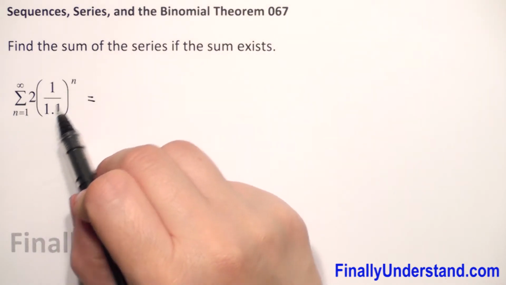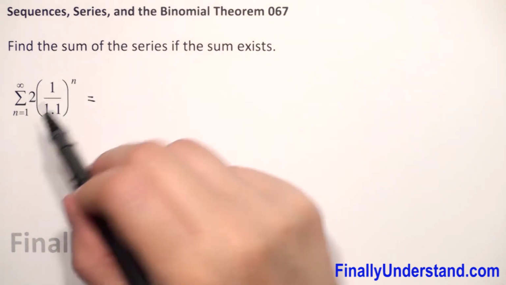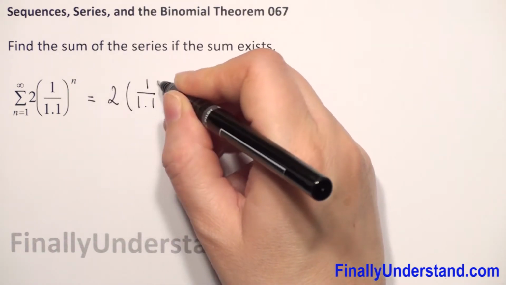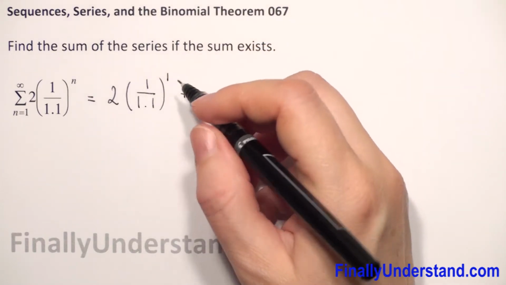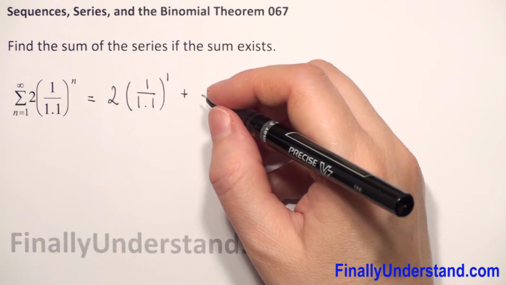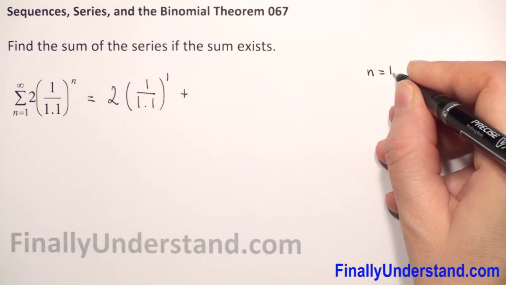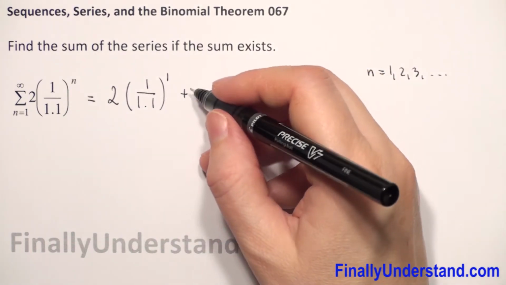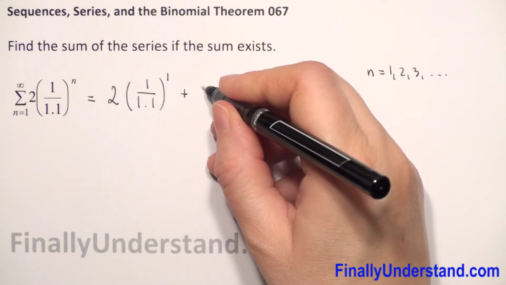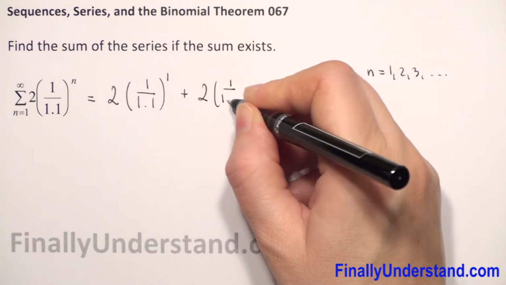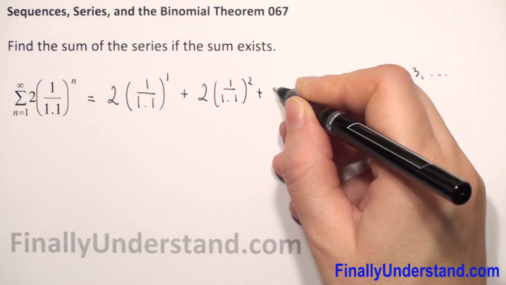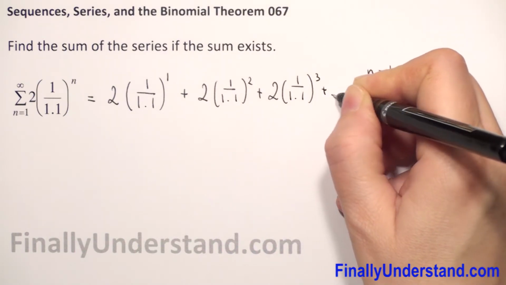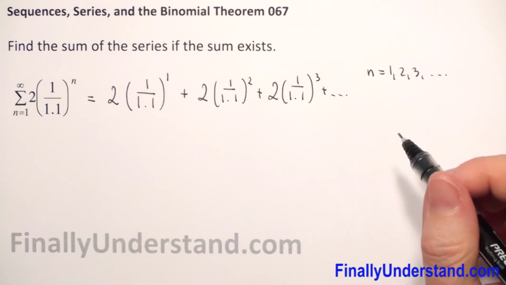First, we have to substitute n in our expression by 1. So we copy 2, and in parentheses we have 1 over 1.1 to the power 1, plus. Next, we substitute n by 2. n can be a positive integer: 1, 2, 3, and so on to infinity. So we copy 2, we have 1 over 1.1 to the power 2, plus, again, 2 times 1 over 1.1 to the power 3, and so on. Our sum is going to infinity.